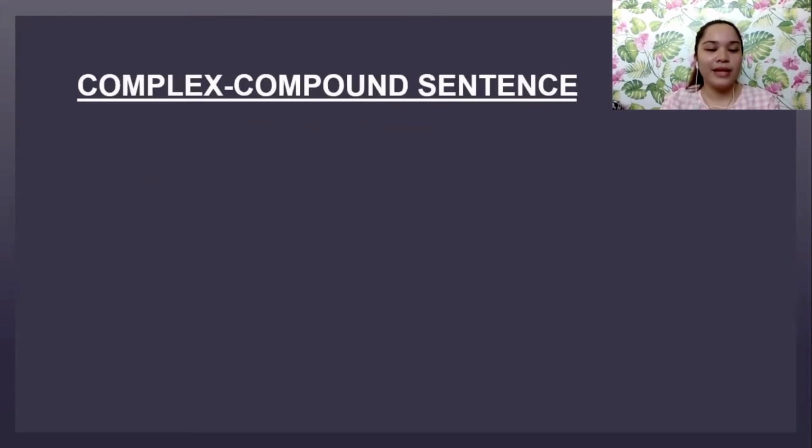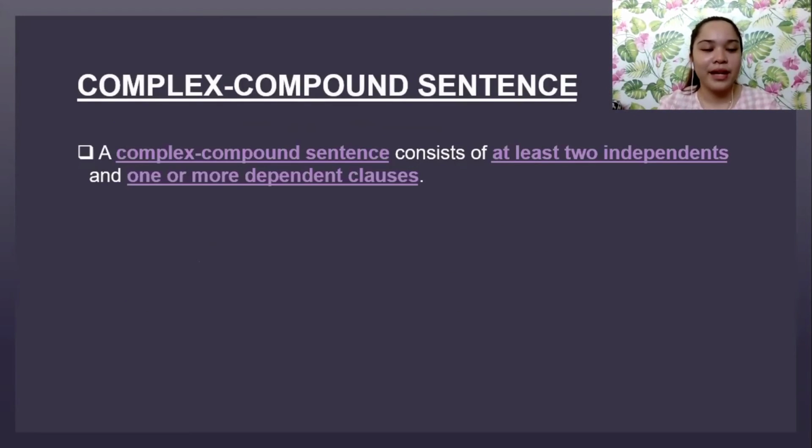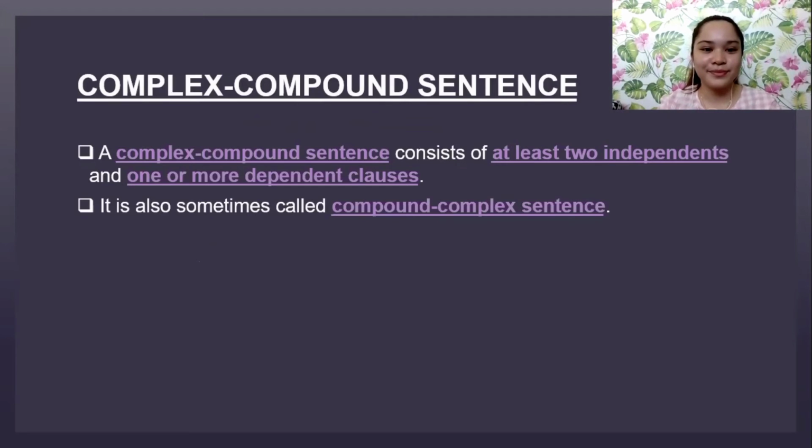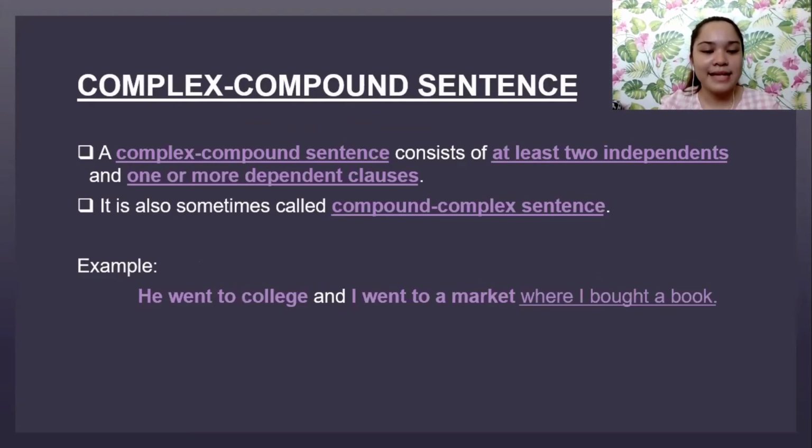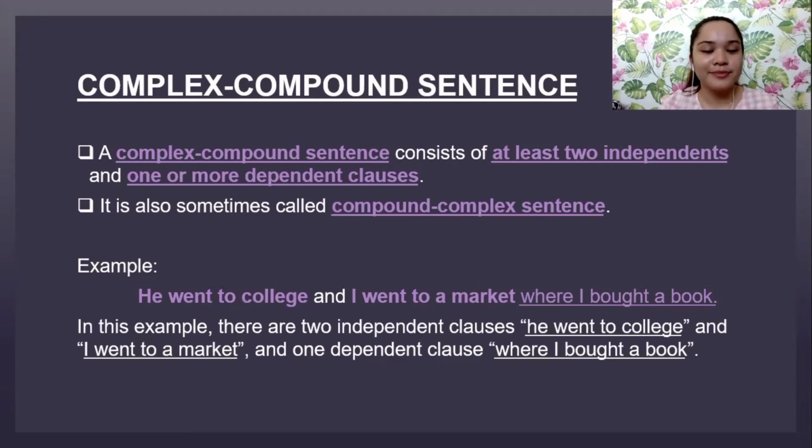Okay? So last is complex compound sentence. A complex compound sentence consists of at least two independent and one or more dependent clauses. It is also sometimes called compound complex sentence. Example, he went to college and I went to a market where I bought a book. In this example, there are two independent clauses: he went to college and I went to a market. And one dependent clause: where I bought a book. So this is an example of a complex compound sentence.